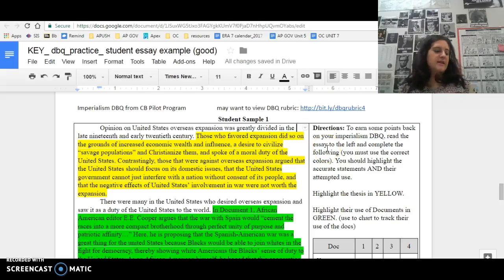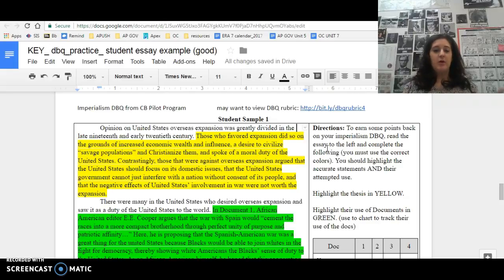This thesis that you see highlighted in yellow is extremely long, and this student could have been more succinct, but do they answer all parts of the prompt? The answer is yes. They identify the two points of view, the anti-expansionists and the pro-expansionists, and they indicate what they view as national identity. They say for those that favored expansionism: increased economic wealth and influence, a desire to civilize savage populations and Christianize them, and a moral duty of the United States. So they give four influences for why you had pro-expansionists.